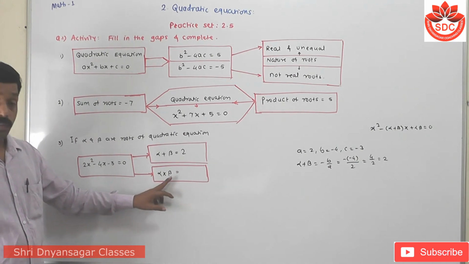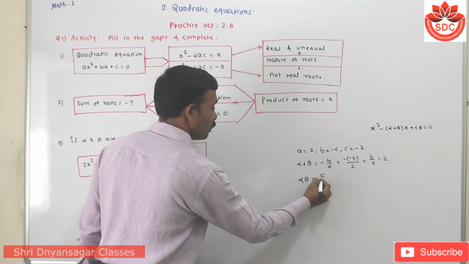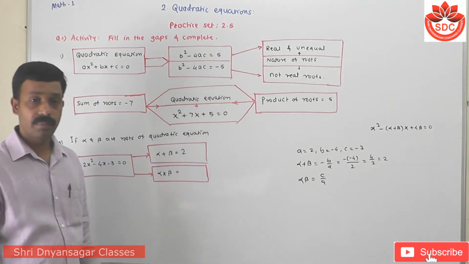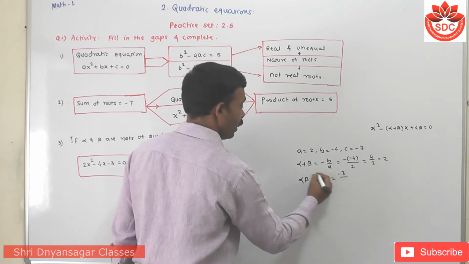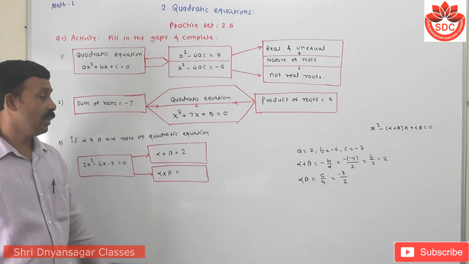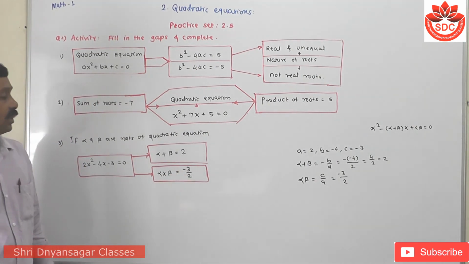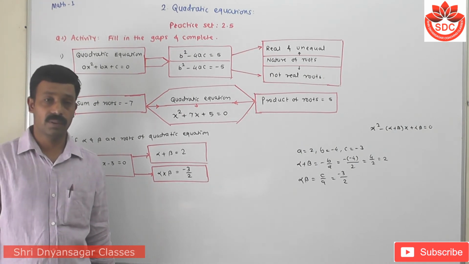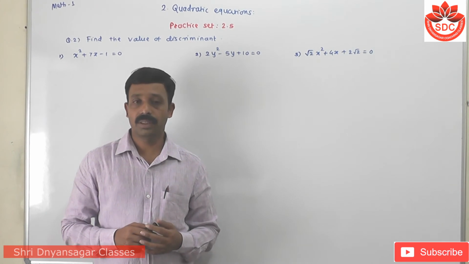Then the product of the roots, alpha into beta, the formula is c upon a. The value of c is minus 3 and a is 2, so we write here minus 3 upon 2. This is the product of the roots. This is our question number first. We see the next question. Okay, we see question number second.